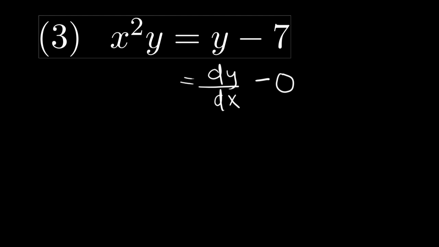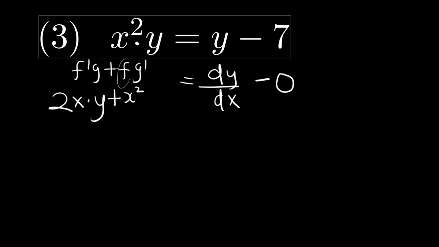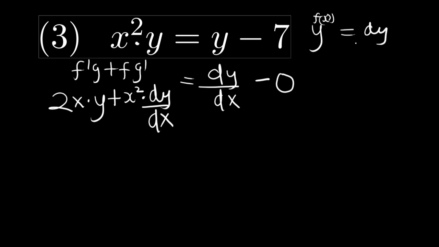And the derivative of this here, because we have product rule, we'll take f dash g added by f g dash, which means that we'll take the derivative of the first one, which is 2x, multiplied by the second one, which is y, added by the first one, which is f, multiplied by the derivative of the second one, which is dy over dx, because we know that the derivative of y is dy over dx.